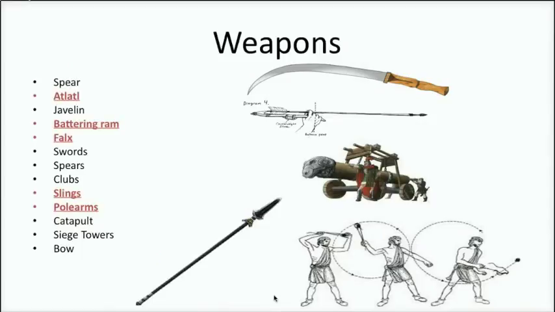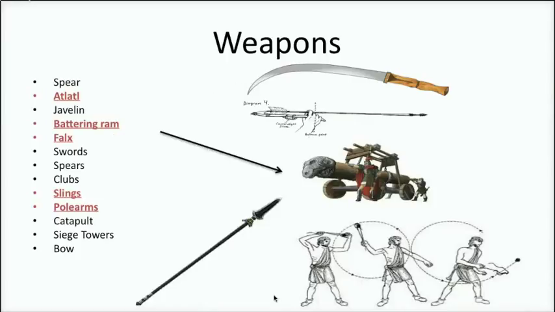Weapons, got a lot of different weapons here. We have, obviously you have a spear, you have the atlatl. The atlatl is almost like a hand-thrown spear or arrow, as you can see in this diagram. Javelins were big. Javelins were kind of like big spears that you could throw.